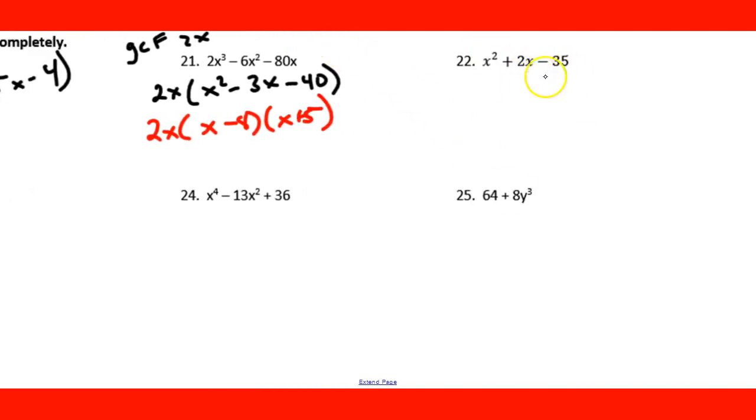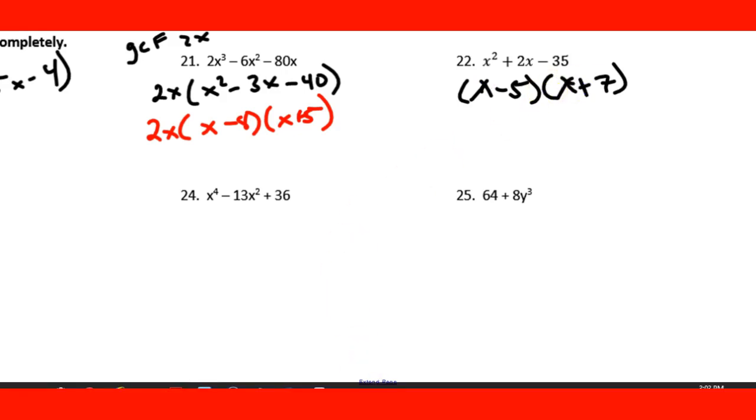Right here, what two factors multiply to give you -35 and add to give you 2? Actually, we're going to go x minus 5 and x plus 7. All right, there you go, right there.